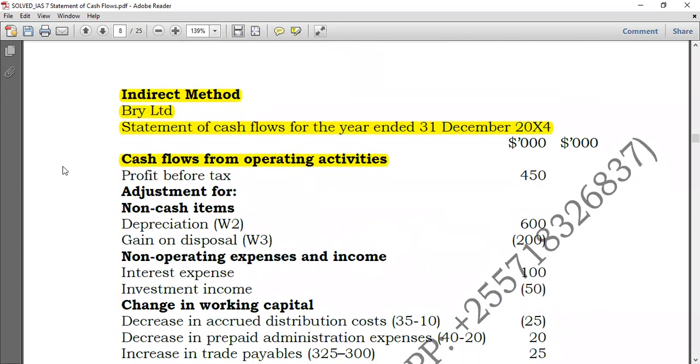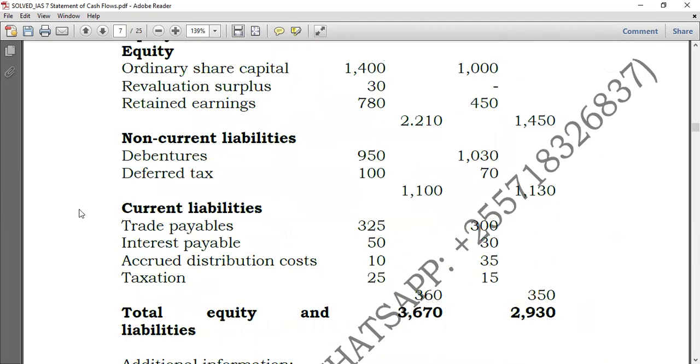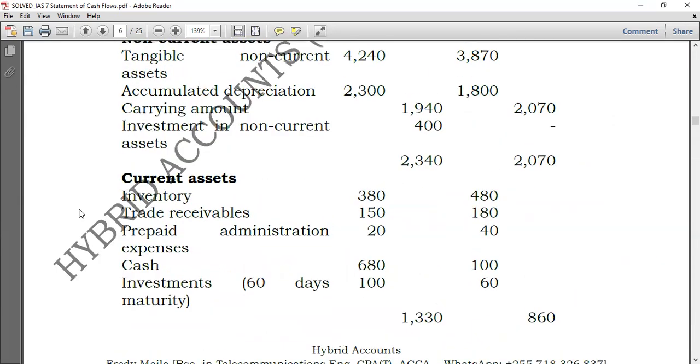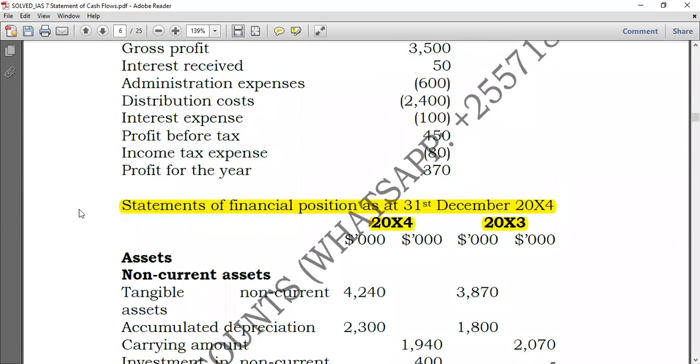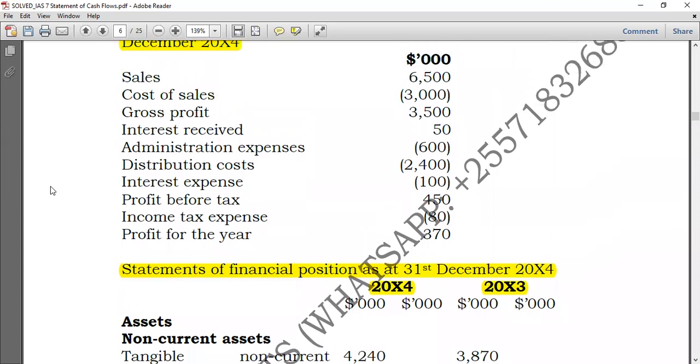directly now. So as I told you, if you are told to use the indirect method, you start from profit before tax, which is given as 450. Let's just go at the top and ensure whether that is true or not. If you follow this, never once will you say that something hasn't balanced. Something doesn't balance when you're not following principles, when you're just claiming the performance. Do not claim the performance.